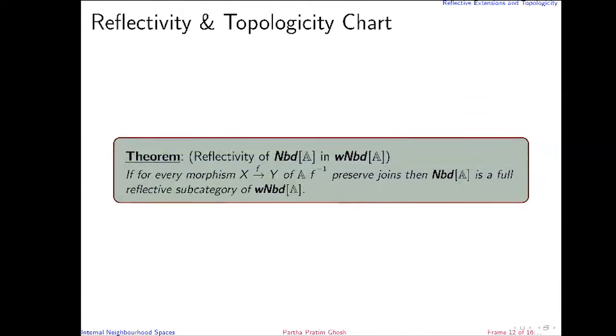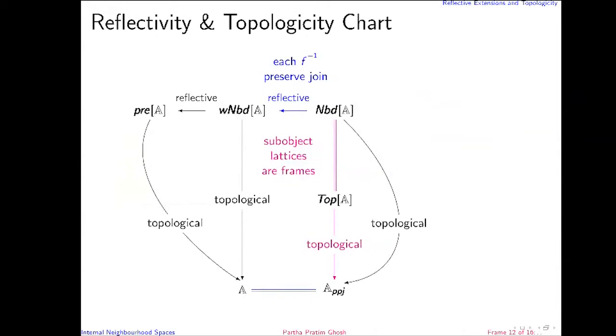So that's the result which we have. Sub-object lattices are frames, then topologies become neighborhoods, F inverse preserves joins, and this is exactly the situation which we see in the case of sets, but we don't see this even in the case of locales. In the case of locales, this part doesn't appear. In the case of topological spaces, it appears, and it turns out that the internal topological spaces, or Top, becomes the bitopological spaces.